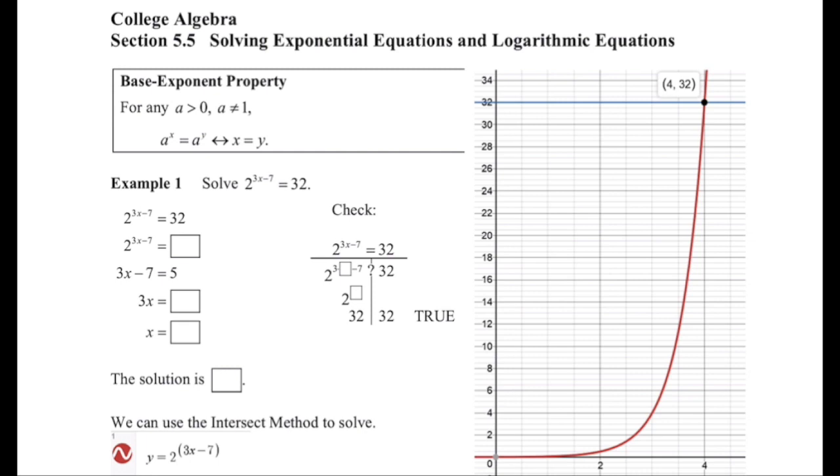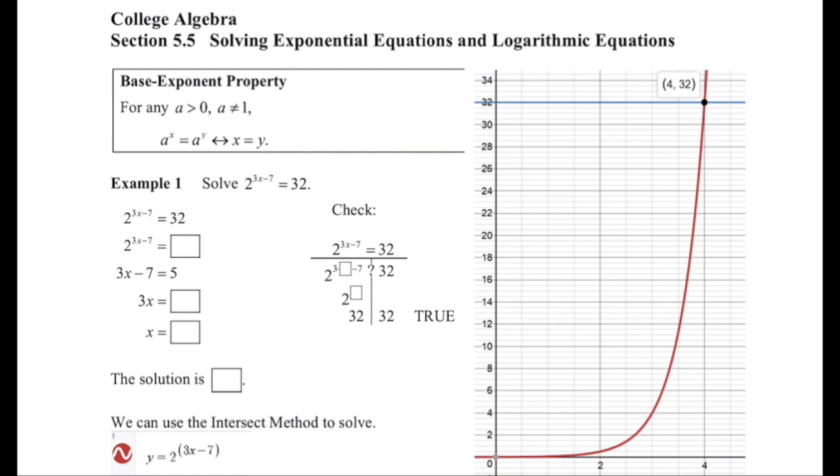As long as our base is greater than 0 and we have both bases equal to each other, however their powers are different, that tells me the powers, or the exponents, are equivalent to each other. Here it says solve 2 to the power of 3x minus 7 is 32.